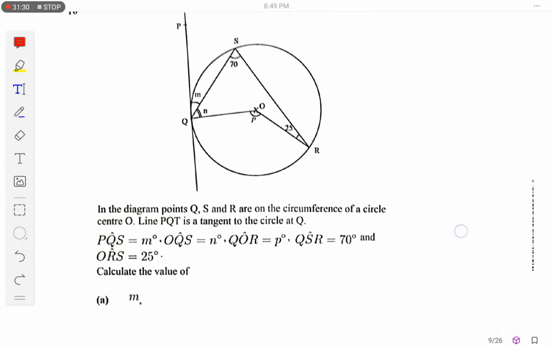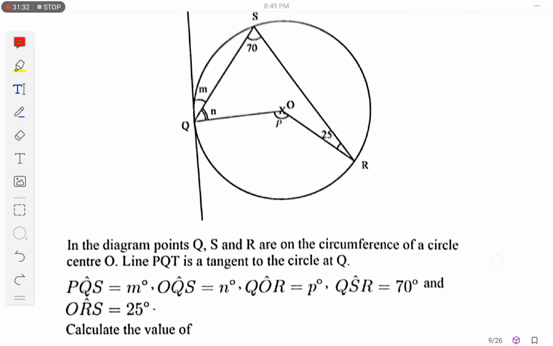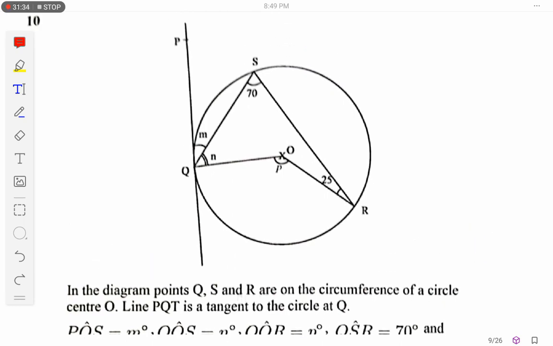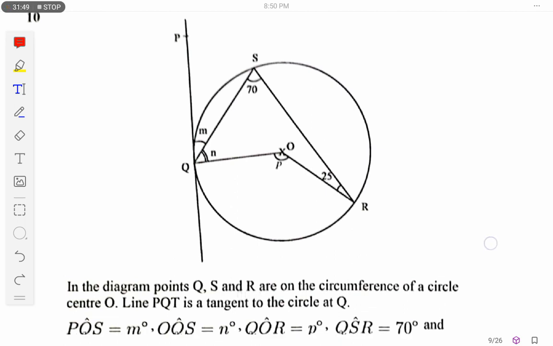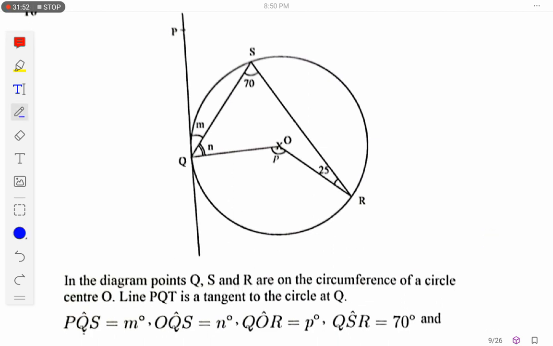I'm going to zoom in here. Whenever I see such a question, I just try as much as possible to fill in the information that I can get from the details that I am already given. Then I can answer the questions later on. So we are given in the diagram points Q, S, R on the circumference. So those are the Q, S, R there. And we have a center O.